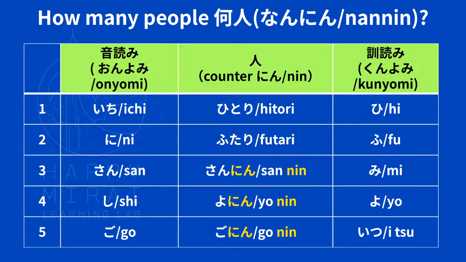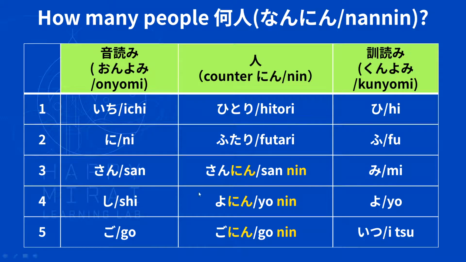However, for 3, 4, 5, see, 三人, nin. You remember our counter nin here. 三人. Then 四人, 4 people. Then 五人, 5 people. You may want to ask why they don't use the kunyomi here. I believe using the onyomi here is much easier to pronounce, that's my guess.